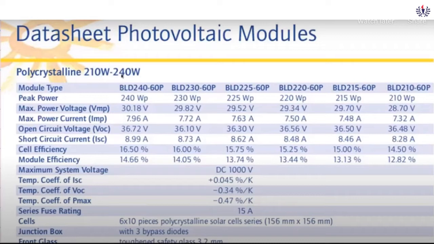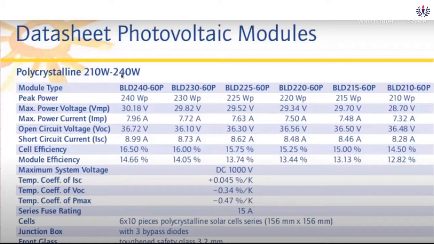For example, BLD 240, BLD 230, BLD 225, 220, 215 and then 210. There are 60 polycrystalline cells connected, so that is a 60P. For these six different module types, the peak power, maximum power voltage, maximum power current, open circuit voltage, short circuit current, cell efficiency and module efficiency are listed. So you can see the difference between those cells.